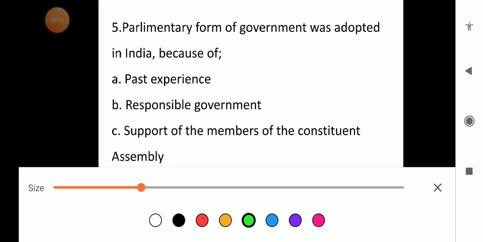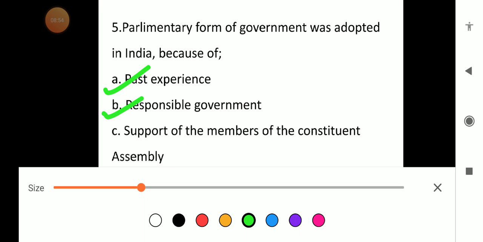Parliamentary form of government was adopted in India because of what reasons? See, we know that the parliamentary form of government was first adopted in Britain. So the British Parliament is known as the mother of parliamentary government. And we were under the rule of Britain. In 1919 and 1935, under the Government of India Acts, they had already introduced parliamentary government. So it becomes clear that we had past experience.